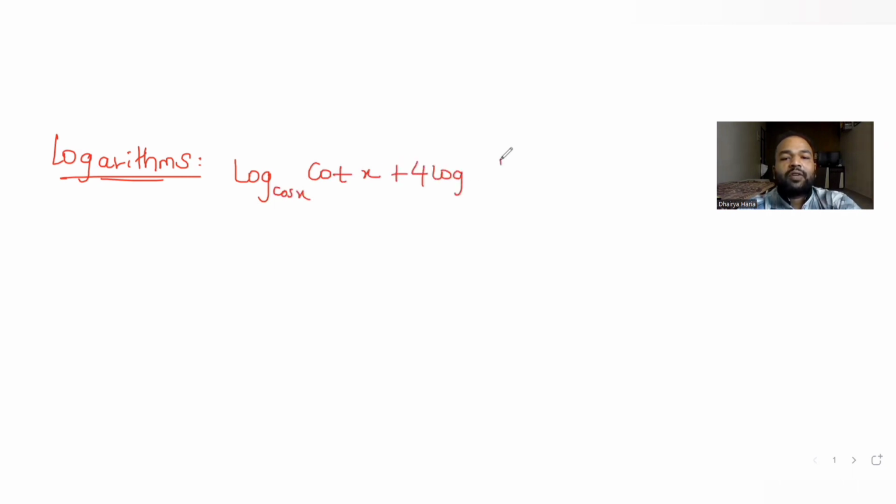Let's see today's question. Today's question we are taking up from the topic of logarithms. The equation given is log of cot x to the base cos x plus 4 times log of tan x to the base sin x is equal to 1, where x goes from 0 to pi by 2. So x is in the first quadrant.